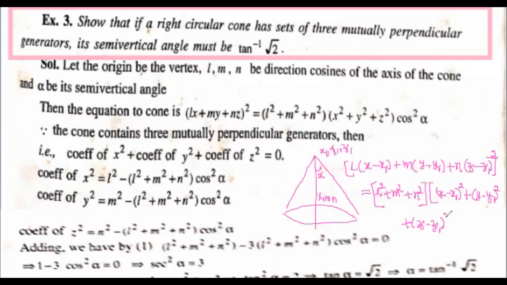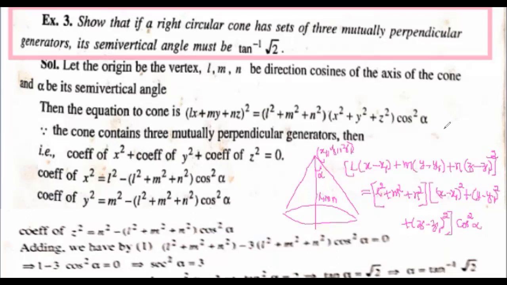Z minus z1 whole square, we get that is equal to cos square of, so the coefficient of x square. Now here x1 y1 z1, in this particular example, is the origin. So if you consider that as origin, then this becomes the equation (lx plus my plus nz) whole square equal to (l square plus m square plus n square) into (x square plus y square plus z square) into cos square alpha.